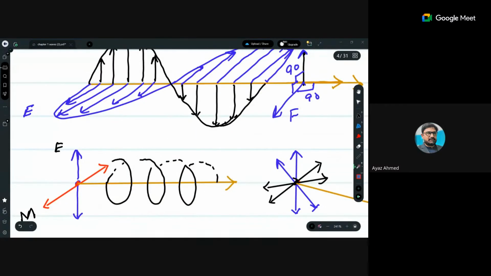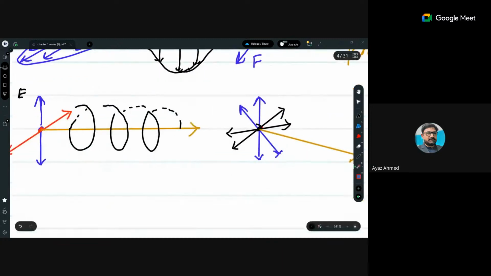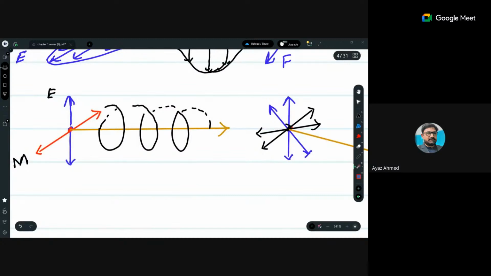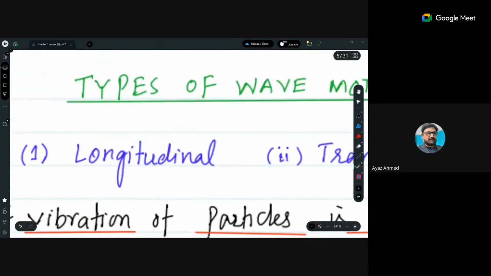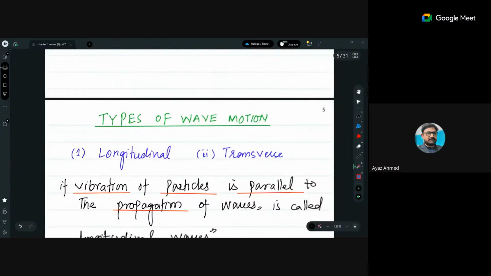So here, if you see the electromagnetic wave or electromagnetic beam from the back, you will see that it is spreading out in all directions. So that is why we say that these waves are spherical waves, right? These waves are spherical waves. So this was basically the sort of waves.